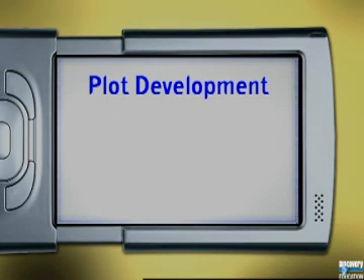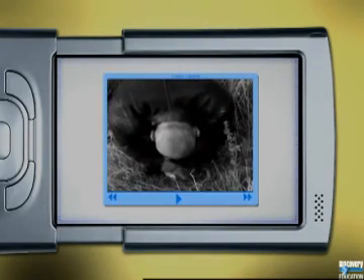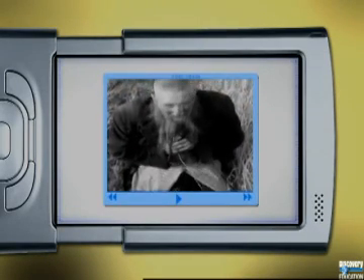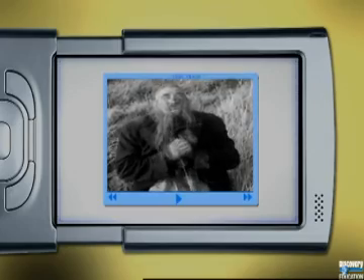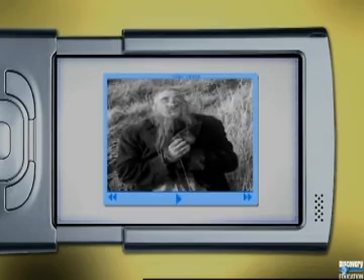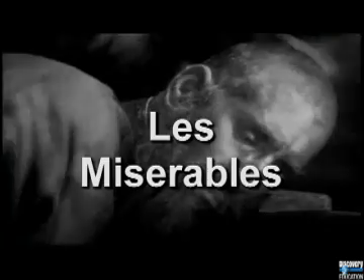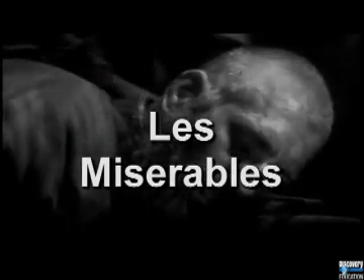Many books also have additional stories called subplots that happen alongside the main plot. As you watch a video based on Victor Hugo's novel, Les Miserables, think about how the plot is developed. Les Miserables is about the tragic life of ex-convict Jean Valjean and his attempt to make up for past mistakes.